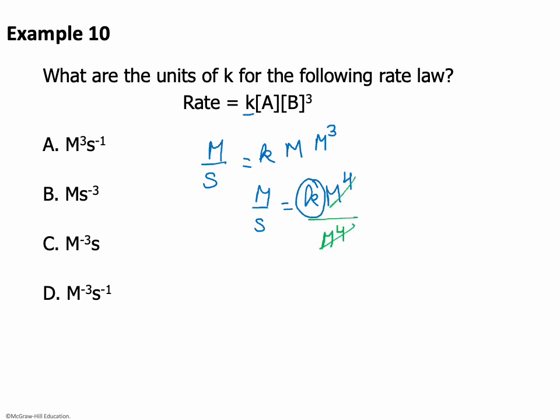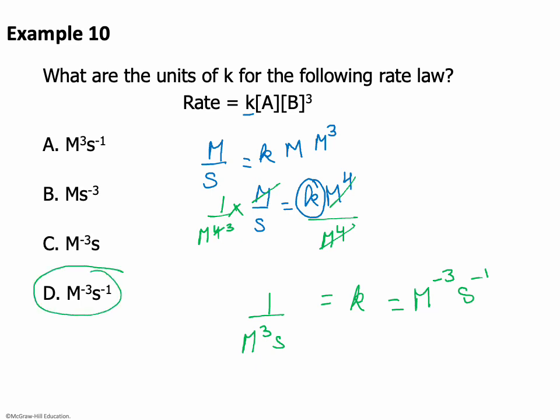That cancels this out, which means I'm also going to divide this side by M to the power of 4, which cancels one of these. So the unit that I'm left with is K equals 1 over M cubed second, which is the same as M to the power of -3 s to the power of -1. So your answer is D.